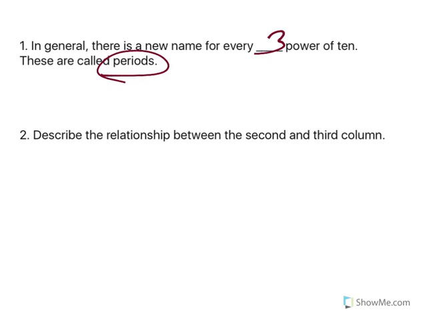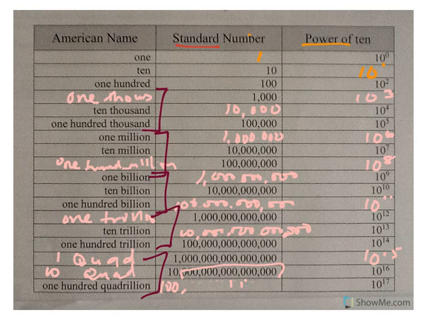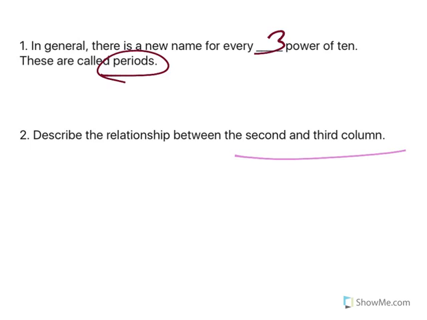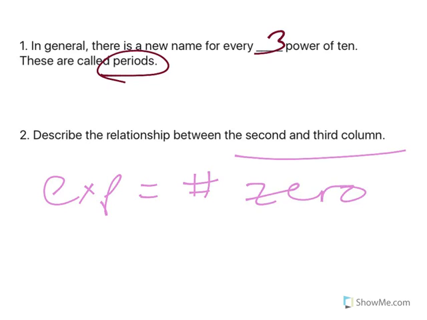Now in the second question, what's the relationship between the second and third column? Well, we're looking at these two columns here. If you look at the exponent of 1, there's 1 zero. Exponent of 2, 2 zeros. Exponent of 3, 3 zeros. So our exponents are going to help us hold place value as we get into scientific notation. So the exponent equals the number of zeros when you're comparing those two columns.